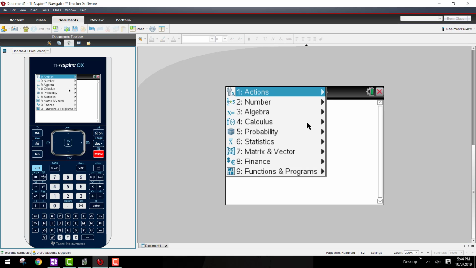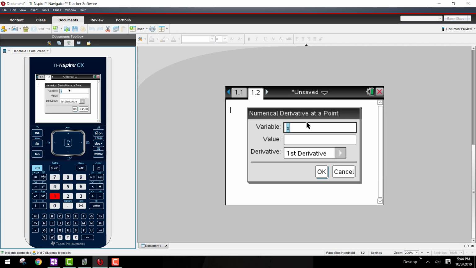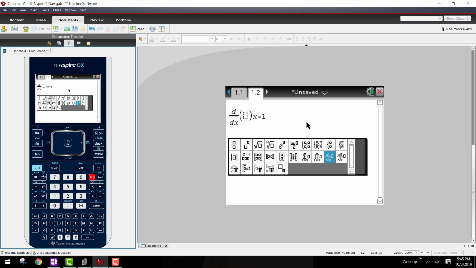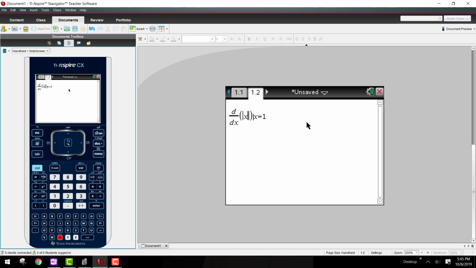Okay, so menu 4 1. So x, I want the value of 1. Hit OK. Oh, I see. I'm too far over. Okay, so I need to put in there ABS. See if it'll let me do it now. Do it this way instead of just pressing on it. Okay, there we go. X minus 1.